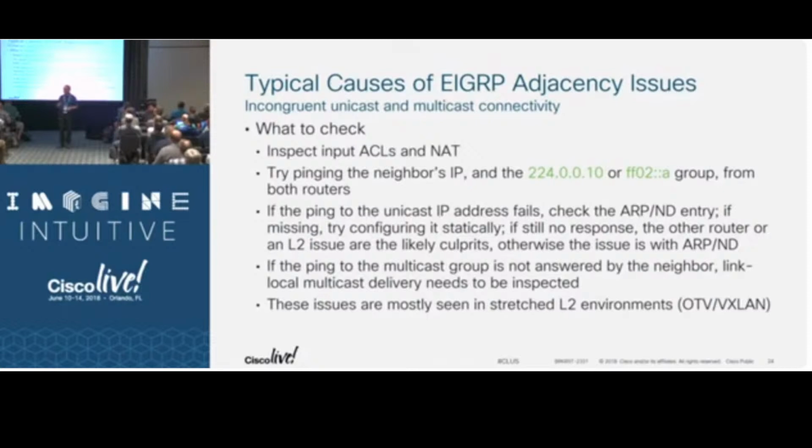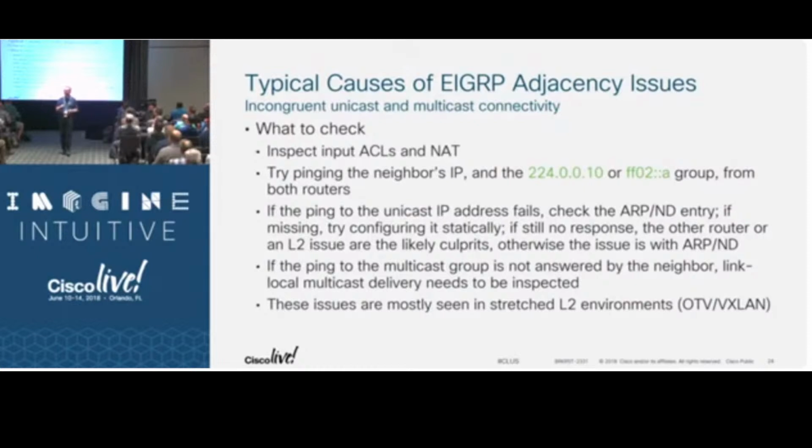Once again, the pings are your friends here. Try pinging the neighbor unicast. If it doesn't work, check if you see the ARP entry for the guy. If the ARP entry is there, we have IP connectivity issues. If the ARP entry is not there, well, try to configure it statically and ping again.